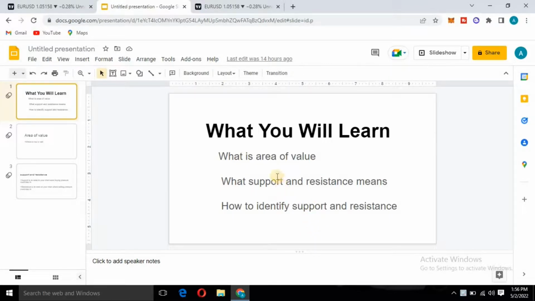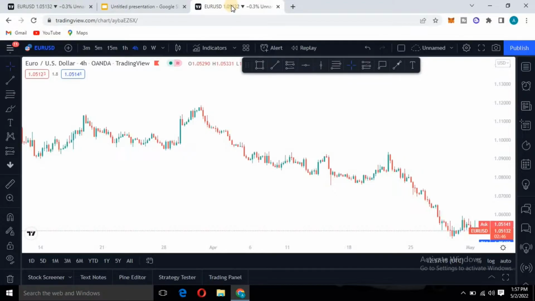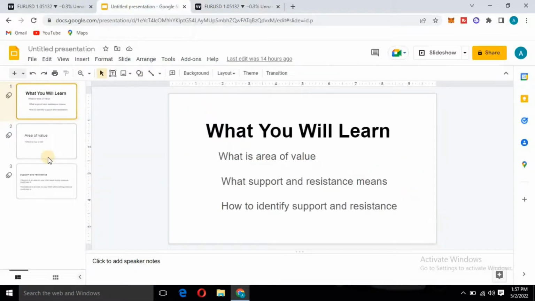Remember, the last time we talked about market structure. If you have not checked the video, make sure you go and watch it. These videos are in a series, alright? So make sure you follow the steps, especially if you are a beginner, so that you can understand what you are doing. In this video, we're going to be talking about area of value, so make sure you watch till the end.